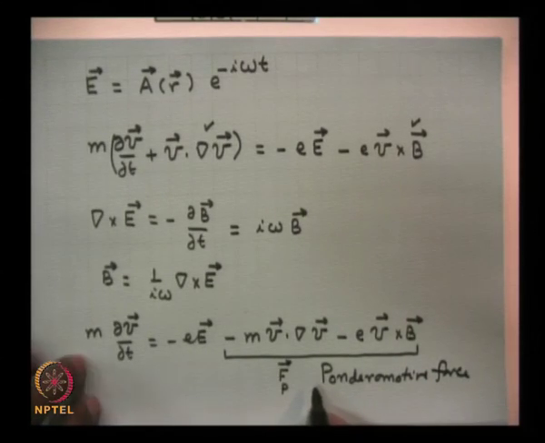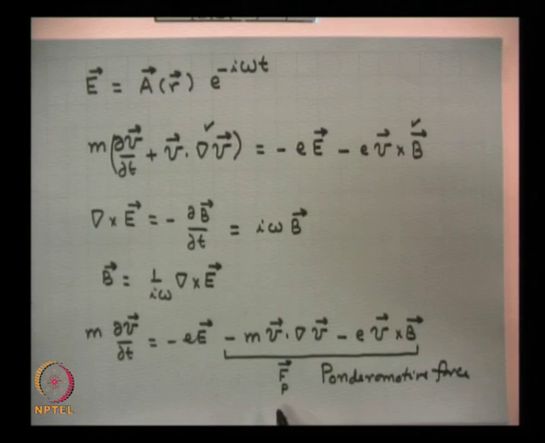So, I would like to calculate the value of this iteratively. First of all, I will ignore the Ponderomotive force, obtain the response of electrons to the electric field alone, and then use the value that I will calculate here in these terms and evaluate those terms. Let us do that.